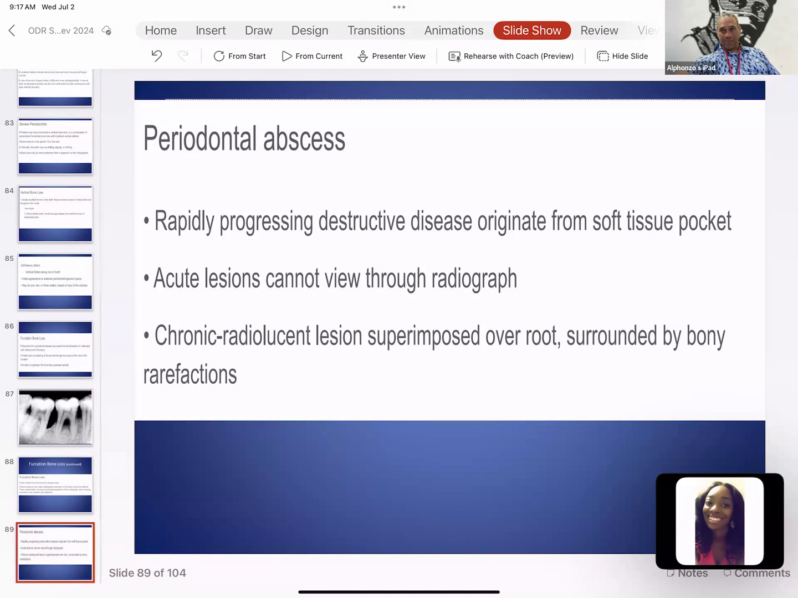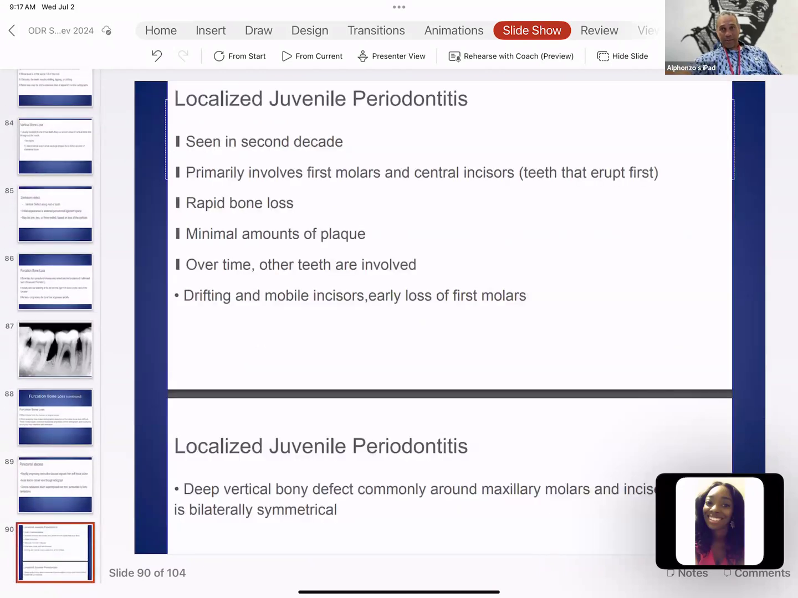And a lot of times you'll find that these abscesses, especially the periapical abscesses, will be next to the tooth that's mesial or distal to the actual point of origin, the source of the infection. So that's always a good way to figure out where the abscess is coming from.